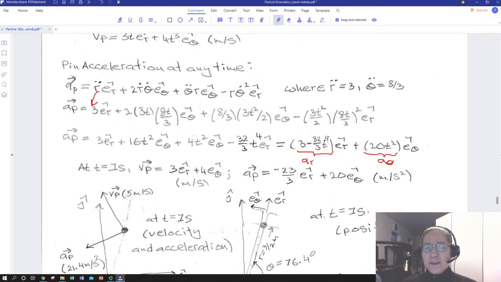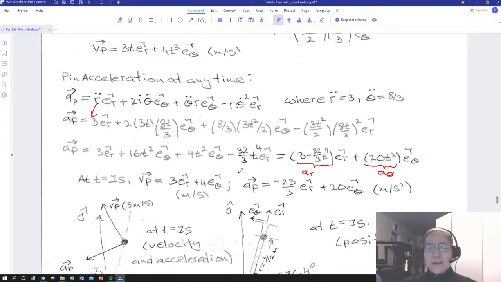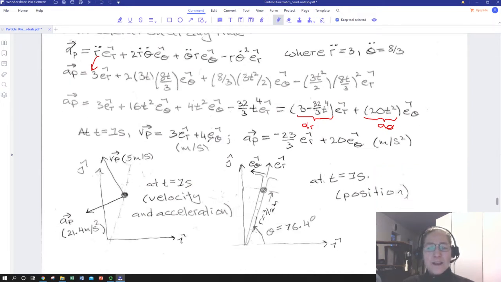But everything in parentheses here is pointing in the r hat direction, and everything in parentheses here is pointing in the theta hat direction. So now we take a time of interest of 1 second, and we substitute it in for t in both this acceleration expression and up here in the velocity expression. And now we can get some constants. So at 1 second, our velocity is 3 in the r hat, plus 4 in the theta hat meters per second. And acceleration, we have negative 23 over 3 in the r hat direction.